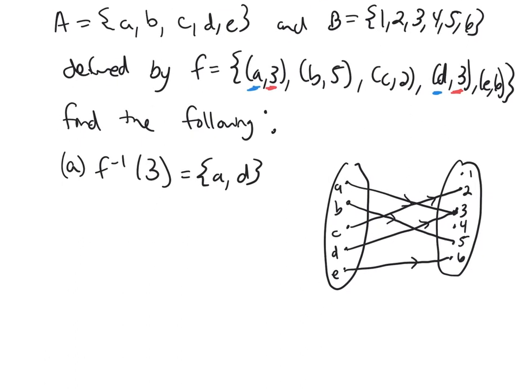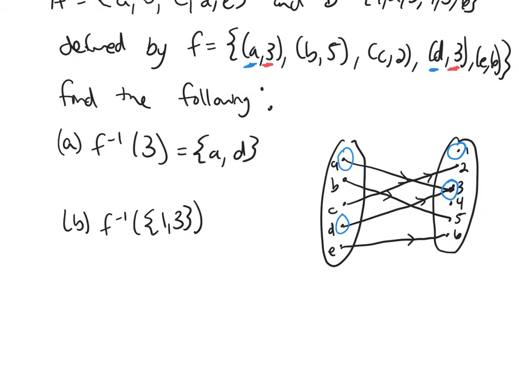All right. So let's look at B, f inverse of the set {1, 3}. So this is all of the elements that either get mapped to 1 or get mapped to 3. So again, here I have more than one element, but you're going to look at both of these and see which arrows do I have coming in to these and from where. Well, 1 has nothing coming into it, but 3 has an A and a D coming into it. So this f inverse of {1, 3} will be the set {a, d}.